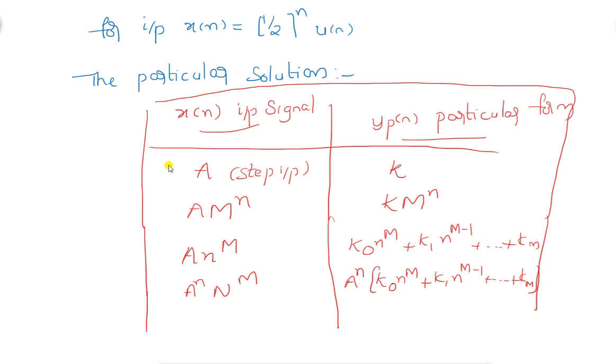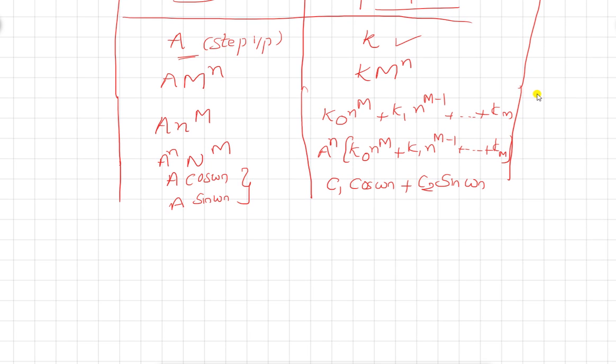If the input is in the form of a cos omega n and a sin omega n, whatever it may be, then the particular solution is given by c1 cos omega n plus c2 sin omega n. Here once again it is very important. When the input is a step input, you need to define the particular solution in the form of k. You need to write that the particular solution is k.